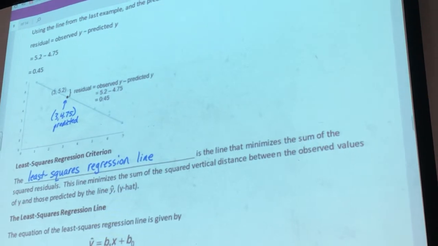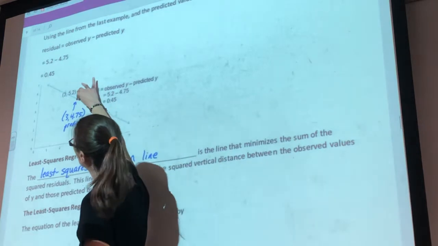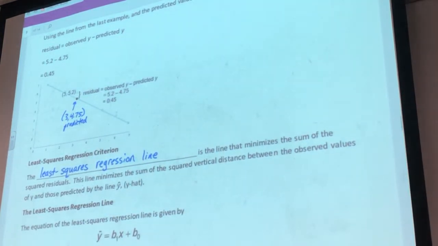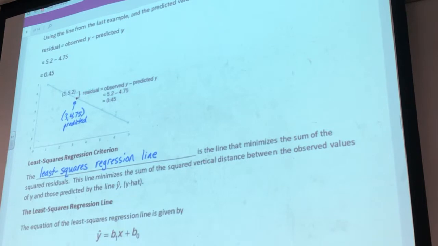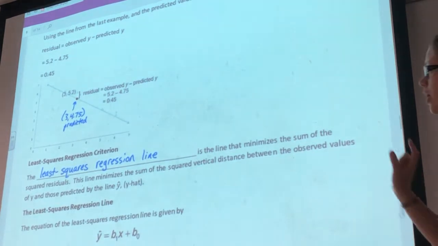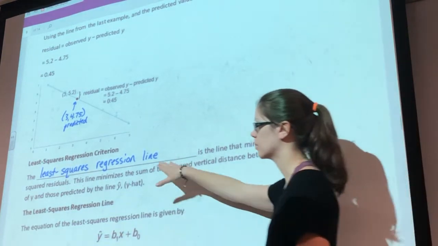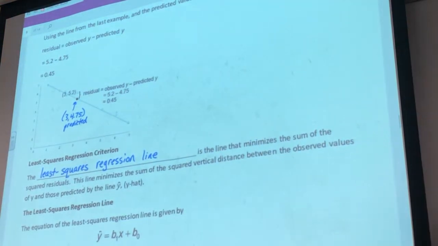It's the line that minimizes the sum of the squared residuals. If you take these residuals, square them, and add them together, the smallest they could possibly ever be is with the least squares regression line. Any other line you pick, if you pick two points out of your data set and draw a line between them, and you take all the residuals, square them, and add them up, it's always going to be a larger number than with your least squares regression line. So this line is going to give us the best approximation for what those dots are doing.